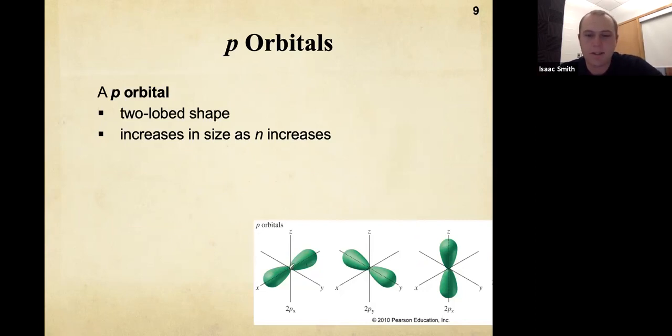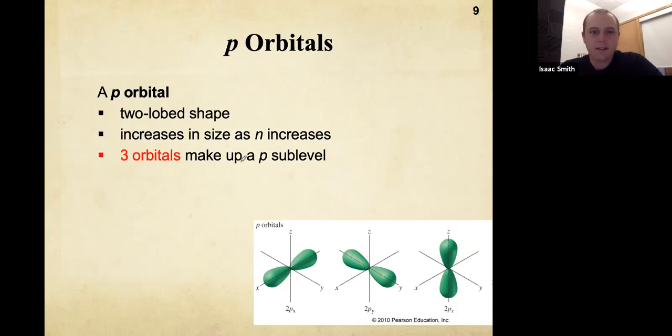So the probability is that the two electrons within each orbital are going to reside in this kind of general area around the nucleus of an atom. Again, the biggest thing to remember is that it's kind of just a 2-lobe shape, and again, all of these increase as n increases, or as the energy level increases, the size increases.